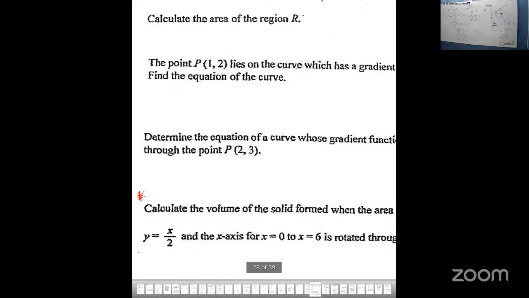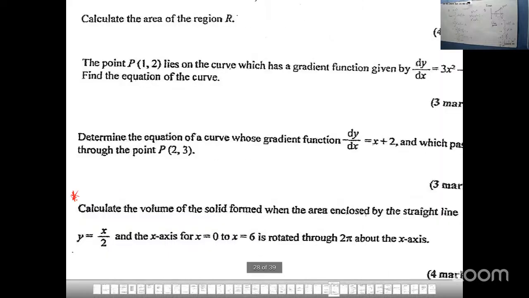People are putting answers already. x over 2 squared is x squared over 4. Yes, Kai, you squared it, right.